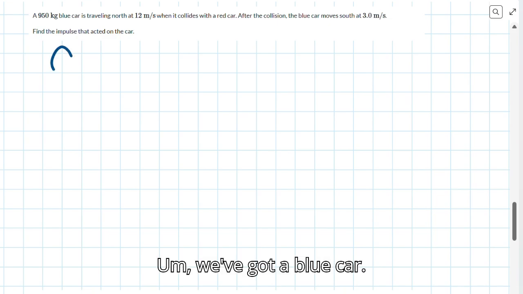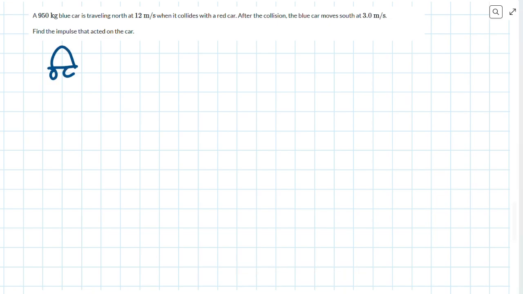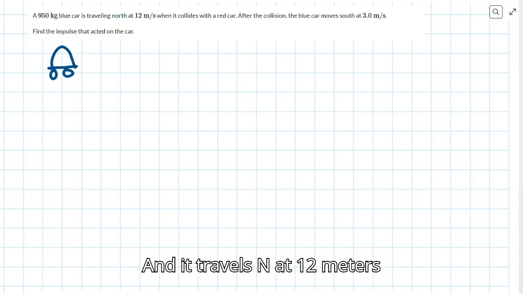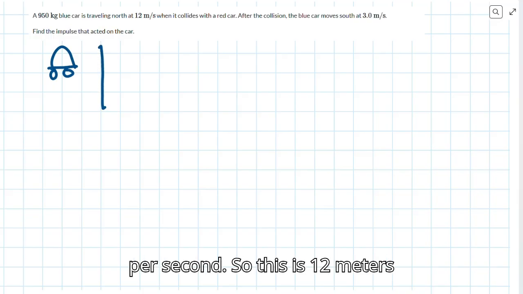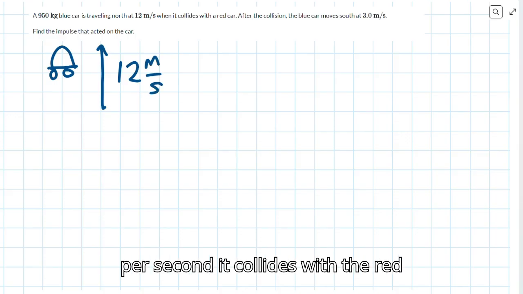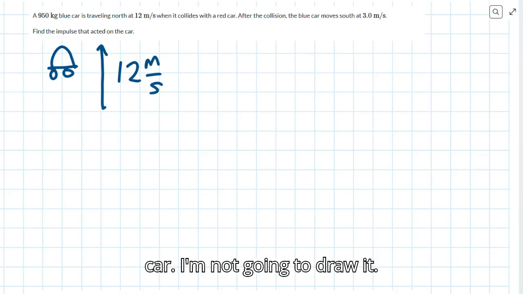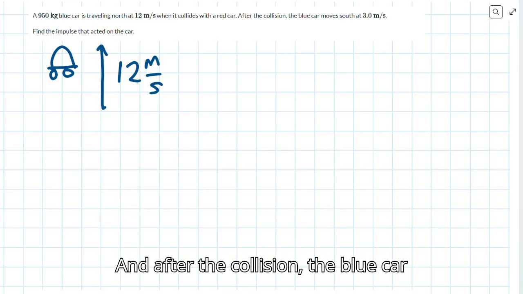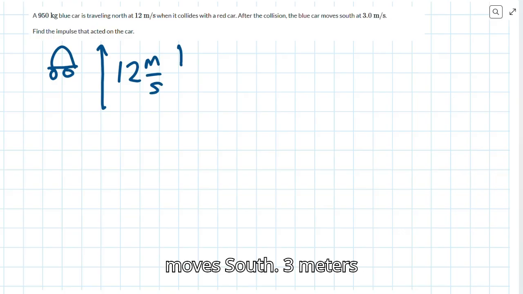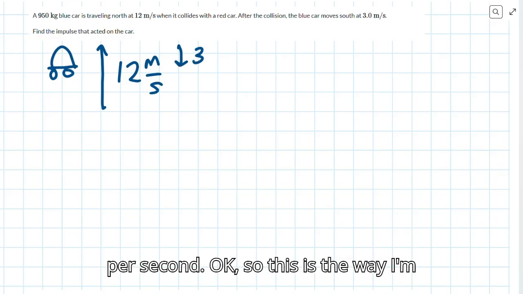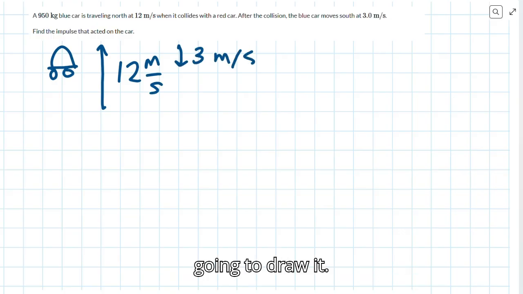We've got a blue car, and it travels north at 12 meters per second. So this is 12 meters per second. It collides with the red car. I'm not going to draw it. And after the collision, the blue car moves south 3 meters per second. Okay, so this is the way I'm going to draw it.